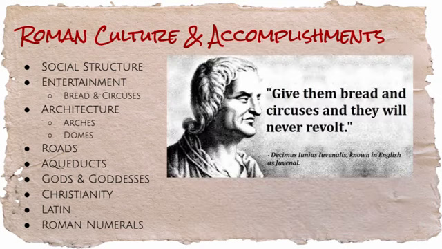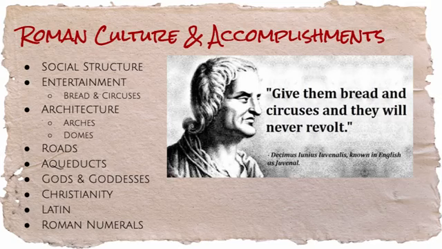In fact, something that's going to develop in the last few centuries of Roman Empire's existence is going to be this idea of bread and circuses. So give them bread and circuses and they will never revolt. And so literally the people of Rome were each given a certain amount of grain each week, so bread, to feed themselves because they had nothing.